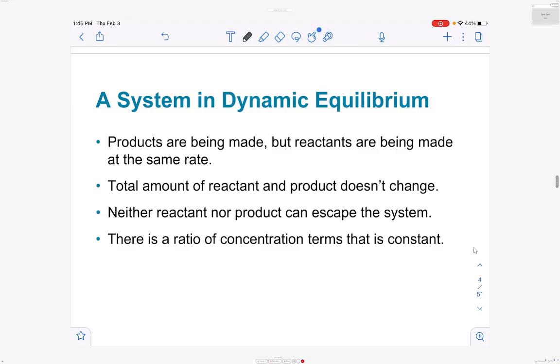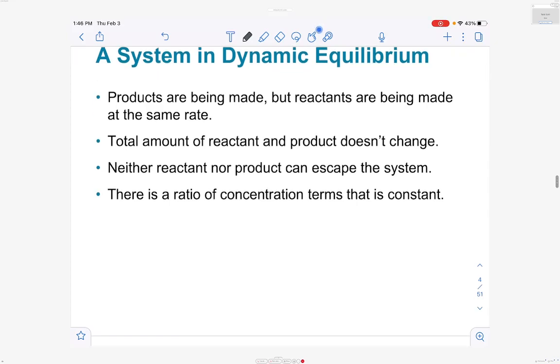So in a system of dynamic equilibrium, although reactant and product concentration remains the same, no net change of the concentration of reactant and product is observed. It will remain the same, but that doesn't mean that they stopped reacting. The reactants and products are constantly being made at the same time. And that's why it's called dynamic, because the system is constantly in action. So for dynamic equilibrium to occur, neither reactant nor product can escape the system. That's the condition.